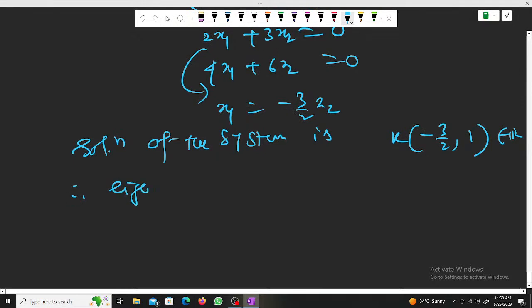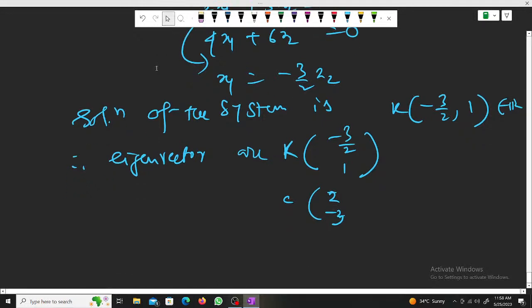Therefore the eigenvectors are k into this. Look, here I get multiple eigenvectors corresponding to eigenvalue 1, right? Or equivalently we can say c into (minus 3, 2), where c is a non-zero real number.